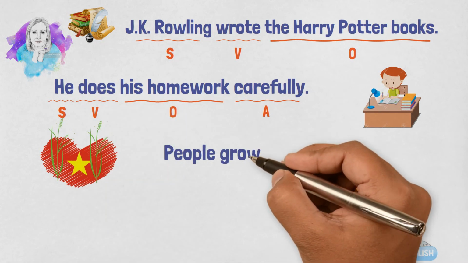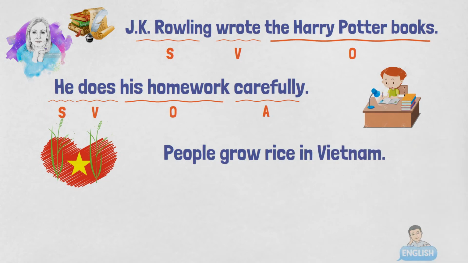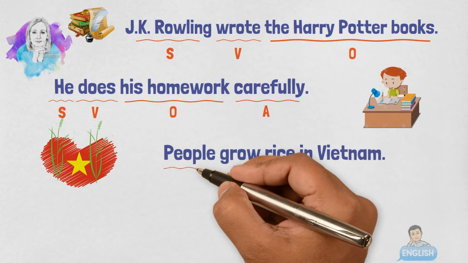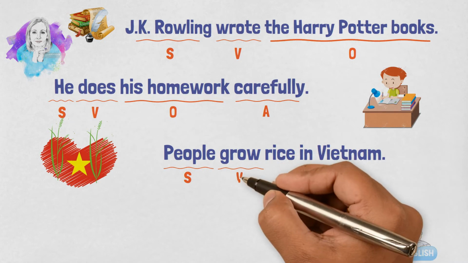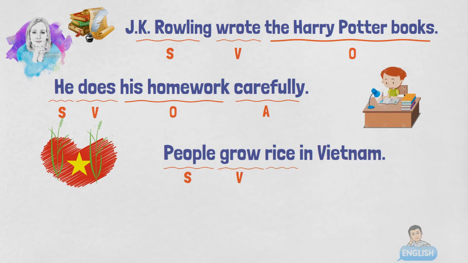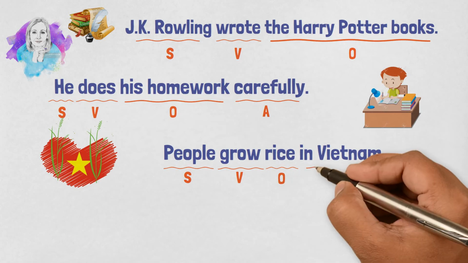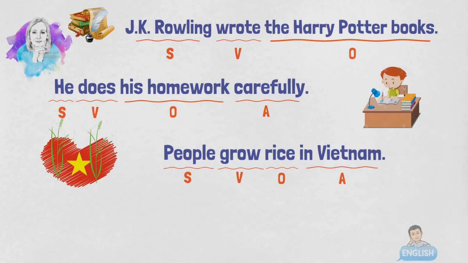People grow rice in Vietnam, in which people is the subject, grow is the transitive verb, rice is the object, in Vietnam is the adverb of place.